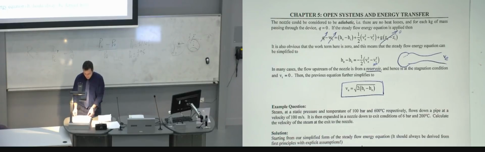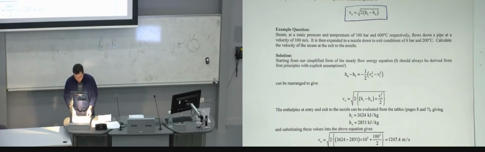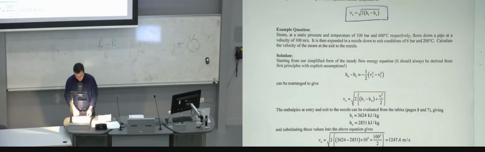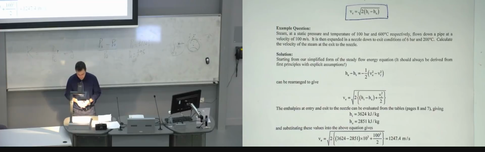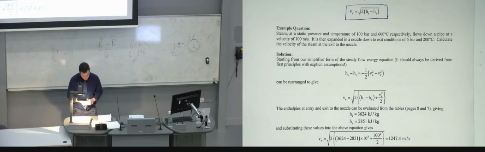Let's just now do one example to demonstrate exactly how you would use these equations, and you would use a nozzle where you have a reservoir essentially as a starting point. So we've got a steam, which again suggests that you have to go and use your steam table at some point. Static pressure and temperature of 100 bar and 600 Celsius, respectively, flows down a pipe at a velocity of 100 meters per second. Actually, this one is not, I was wrong. Actually, this is not an example with a reservoir. It's just a conventional nozzle.